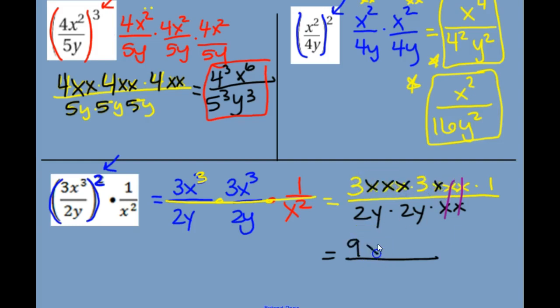Then I have 1, 2, 3, 4 x's left over, so x to the 4th. The other ones got canceled out. We have 2 times 2 on the bottom, which is 4. You could leave it as 2 squared if you'd like. And then we have y squared on the bottom because we have y and y. So this is our answer.